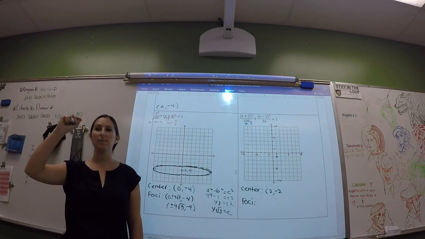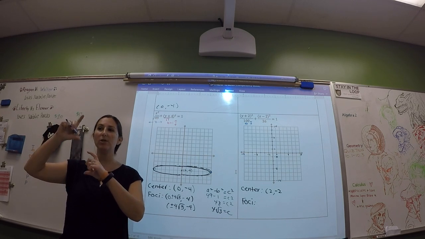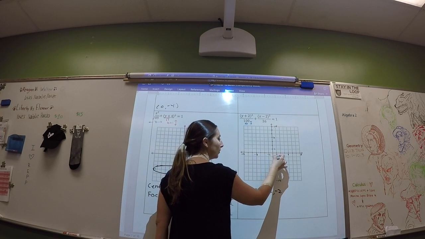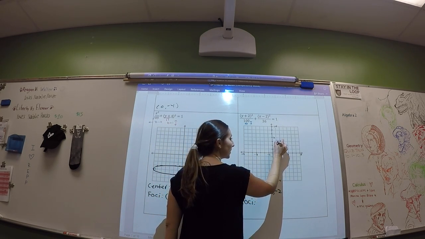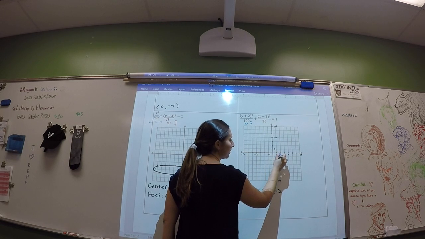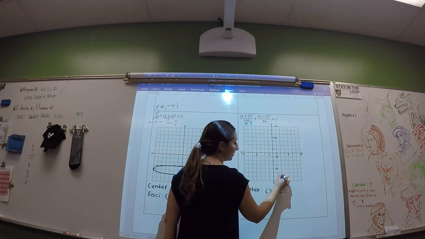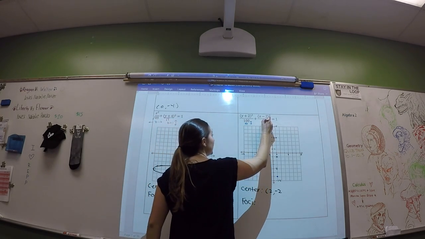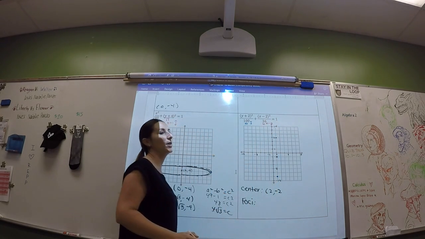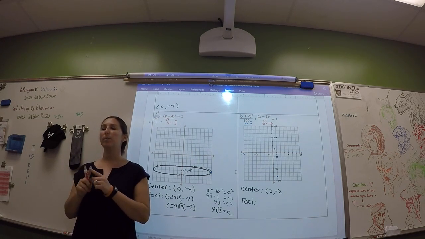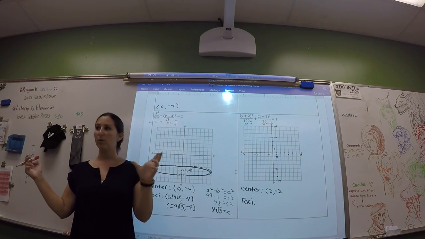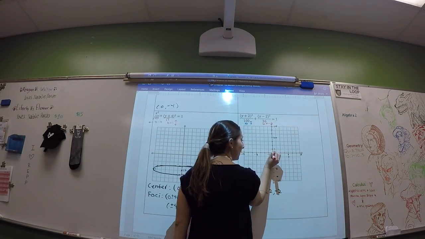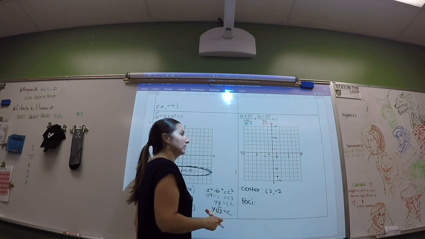And A is 10, so the whole major axis would be 20 units long. We're going to go 10 above and 10 below. So 2, 4, 6, 8, 10. Then we're going to go 6 in the horizontal direction. So the minor axis would be 12 total units long. We would go 6 and 6 to the left and right. So that's 2, 4, 6, 2, 4, 6. Easy enough.